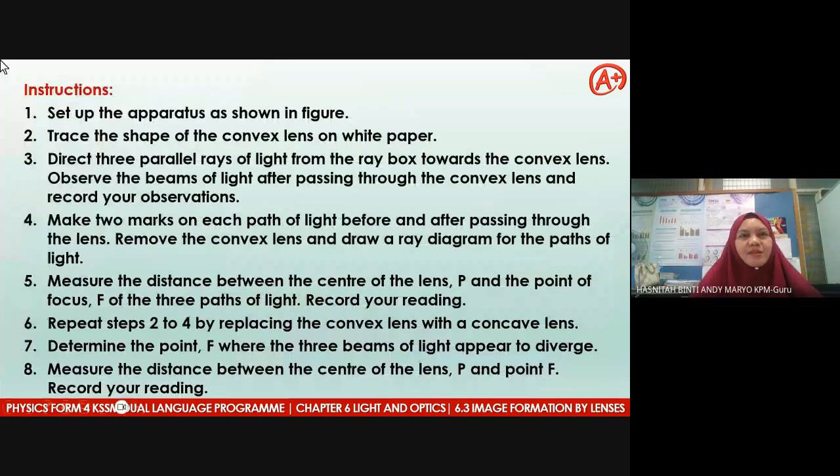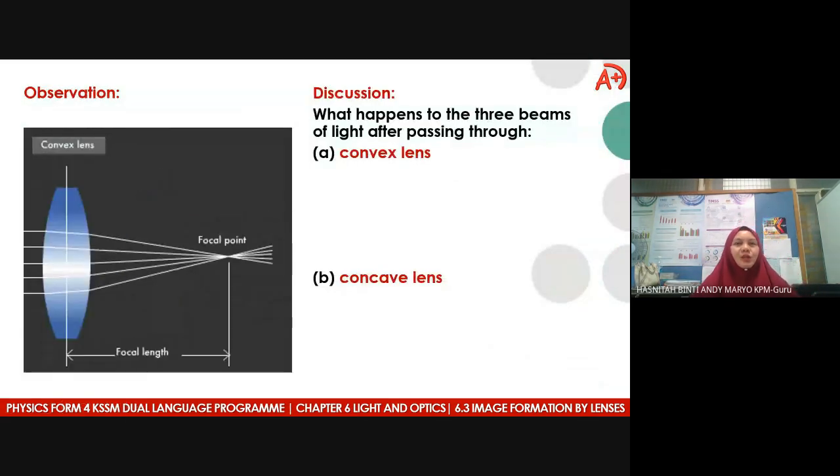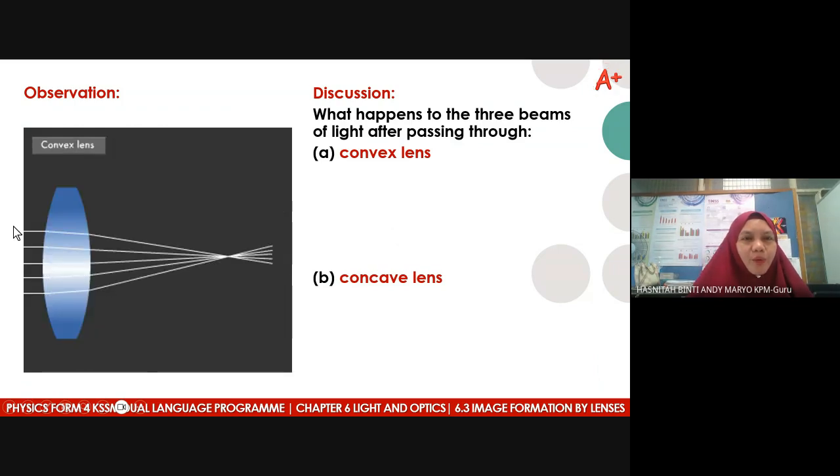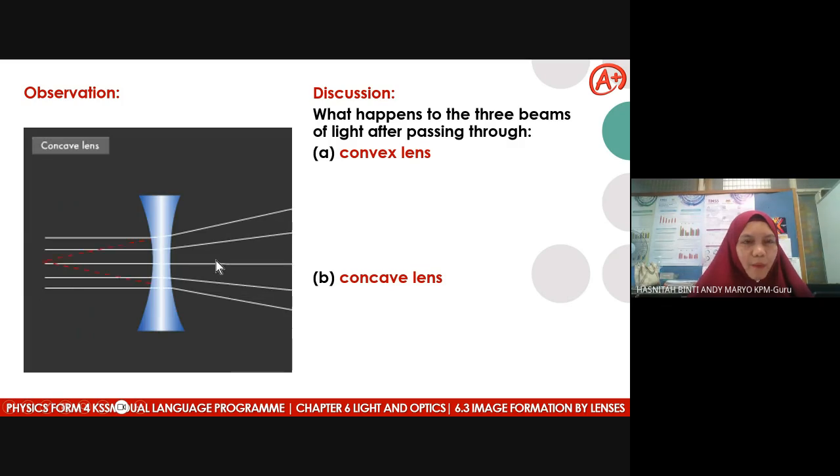This is all the instructions, from number 1 to number 8. Later you can read on your own. I have also shared the PowerPoint slide in your group, so you may check from there. This is the observation we might see from activity 1. You can see the GIF here. When we use the convex lens, it is focusing on a point. And for the concave lens, it is diverged out after passing through the lens.